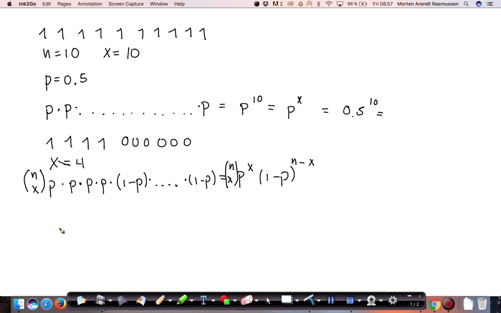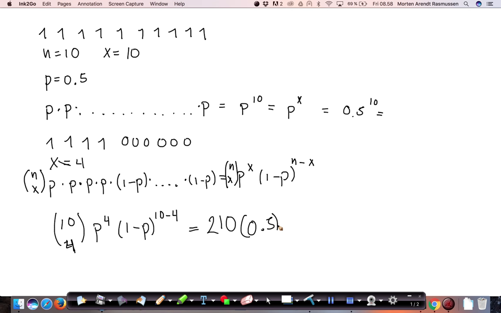So in this case, where x is equal to 4, we would get 10 over 4 times p to the power of 4 and 1 minus p to the power of 10 minus 4. And this we can calculate to some number. So this guy is 210. If we assume that p is a half, then it's 0.5 to the power of 4 times 0.5 to the power of 6, which is 210 times 0.5 to the power of 10, equal to 0.205. So the probability of getting 4 out of 10 is actually 0.2, which is a pretty high probability.